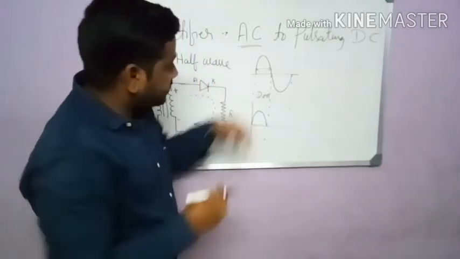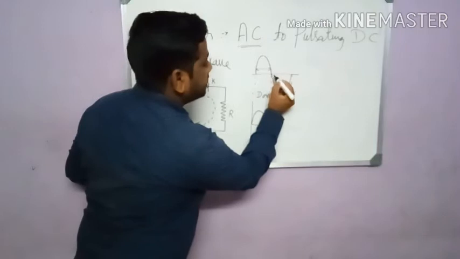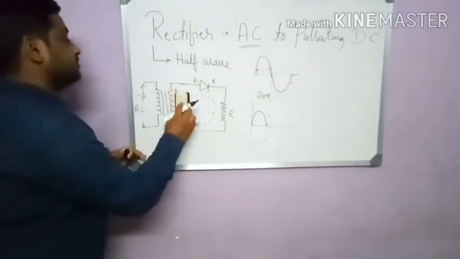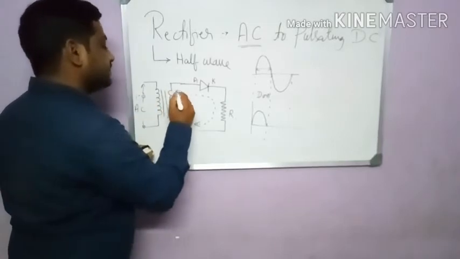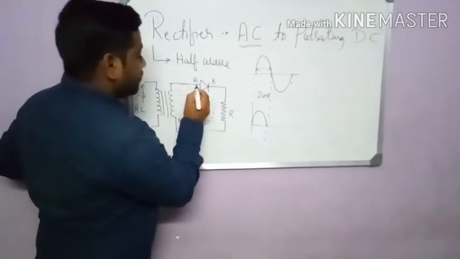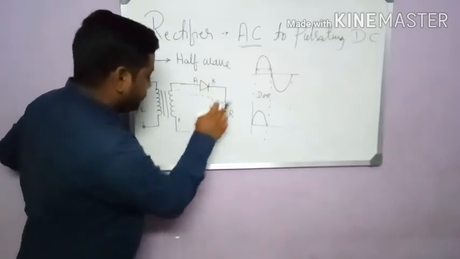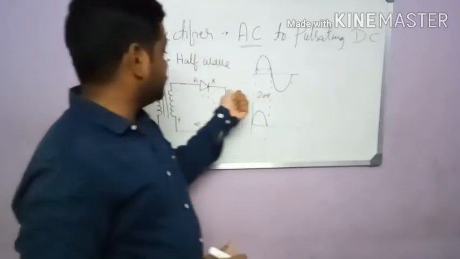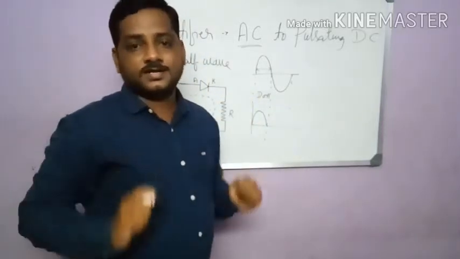But once it comes to this point, the voltage is in the reverse direction, so the polarity will be changed now. This becomes minus and this becomes plus. So here we have negative, here we have positive. It means the anode is at lower potential than the cathode, so the diode will not conduct now.